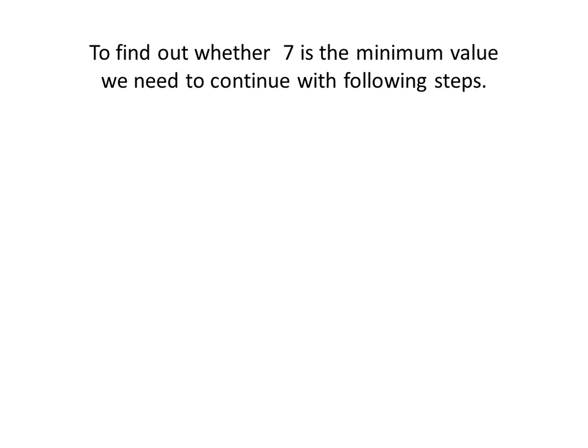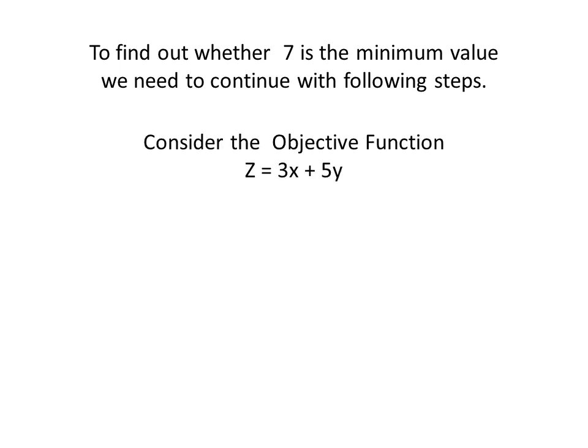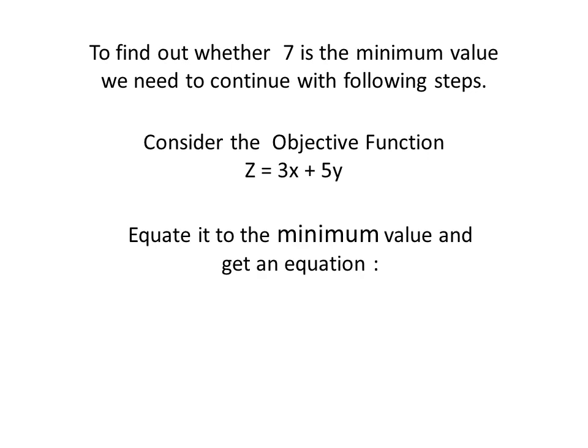Further, some scrutiny is required. So let us have a look at that explanation. To find out whether 7 is the minimum value or not, we have to continue with a few more steps now. So first what we do is take the objective function z and equate it to the minimum value and get an equation.